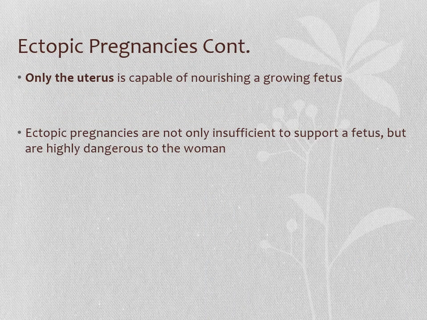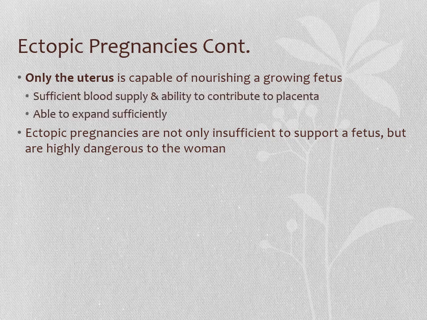So these are a problem because only the uterus is built to nourish a growing embryo and fetus. Only the uterus can have enough blood supply to contribute to the placenta to meet the needs of the developing embryo and fetus. Also, only the uterus is able to stretch to the size of a watermelon, right? By the end of the full-term pregnancy, the uterus went from the size of a fist to the size of a watermelon. Fallopian tubes are not designed to do that.